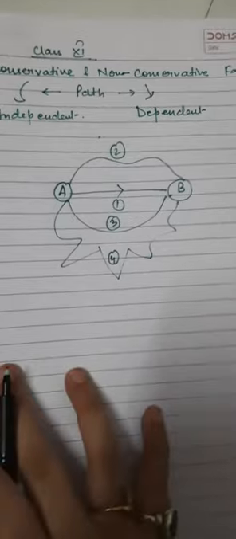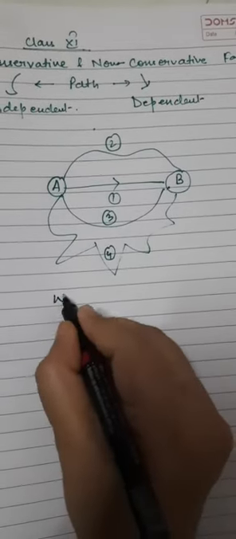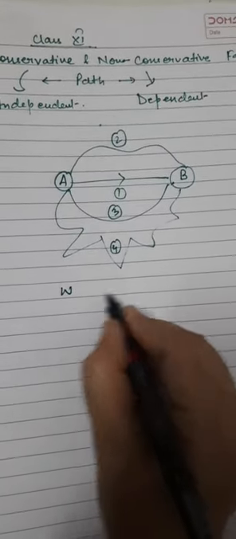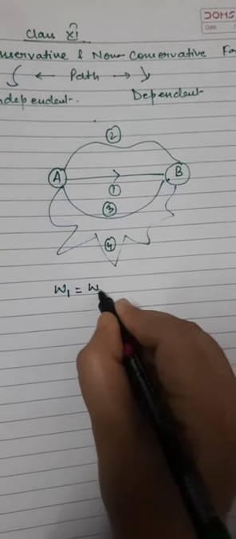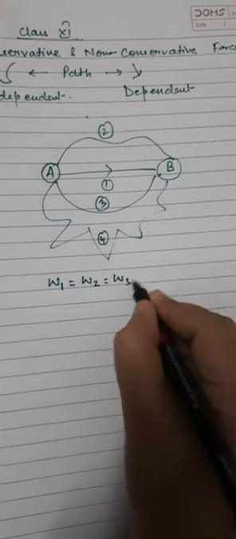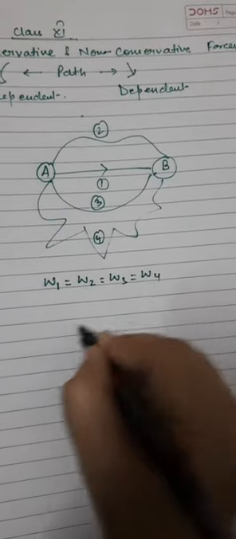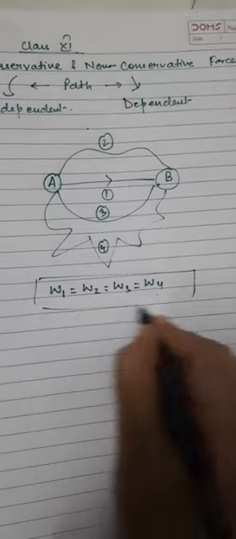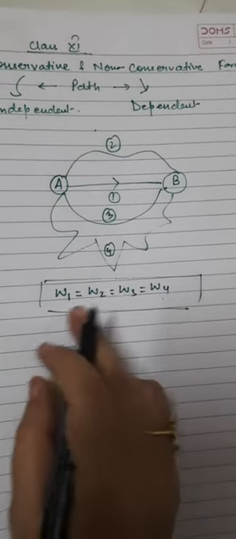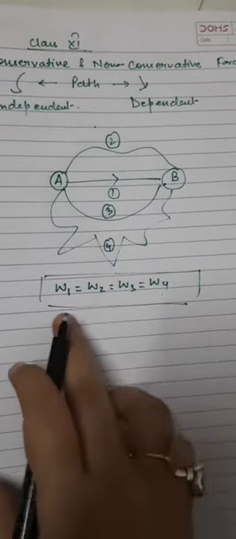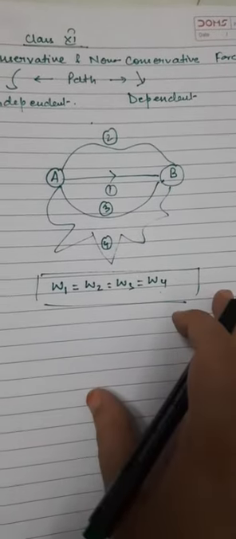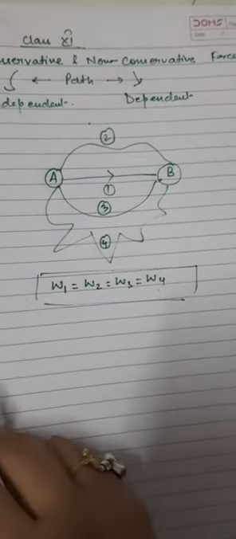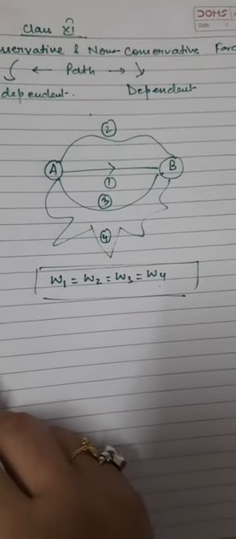If we take an object from point A to point B, and the work done in the first path is equal to the second path, equal to the third path, and equal to the fourth path, so this kind of force, if the object is moving from point A to point B and the work done in all four cases is equal in magnitude, can be called a conservative force.